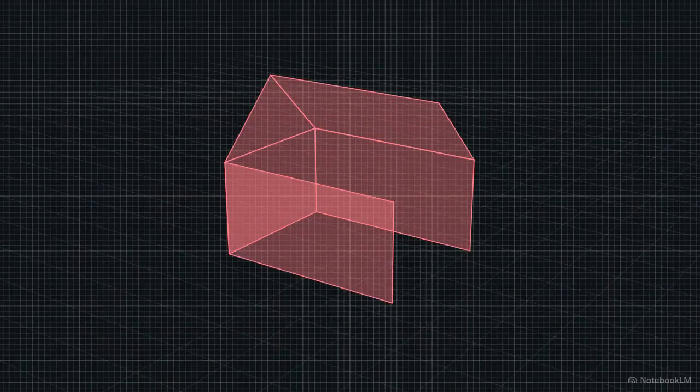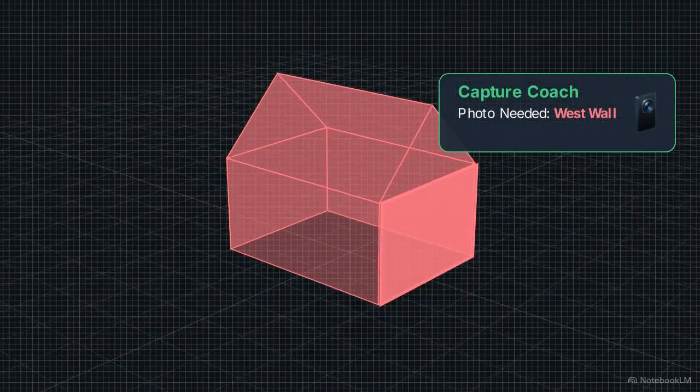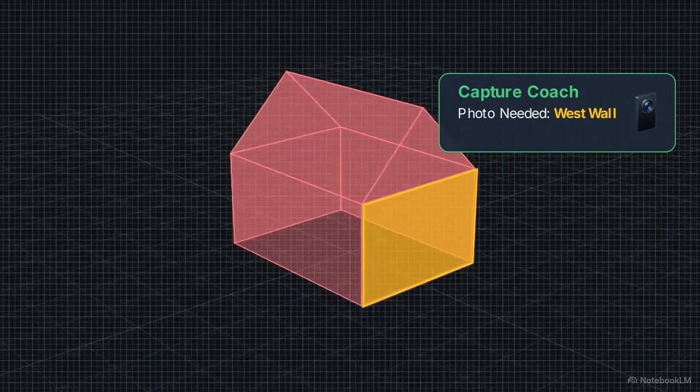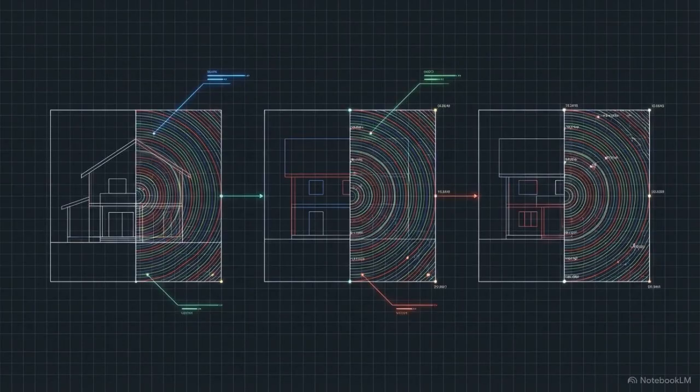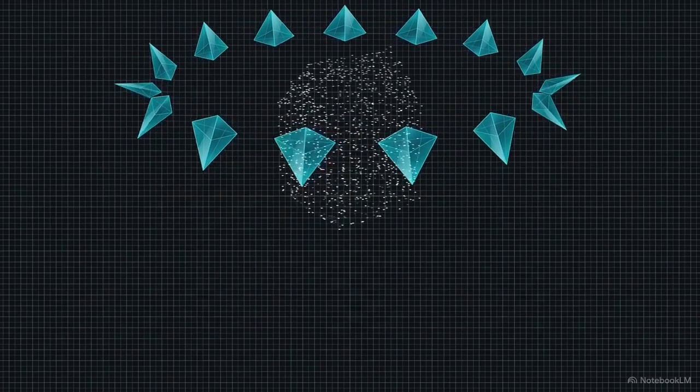An integrated capture coach identifies the lowest confidence red surfaces from the Tier 1 model and explicitly prompts the user to capture smartphone photos of those specific missing angles. These photos run through an open-source vision pipeline. First, VGGT generates instant depth maps. Then COLMAP performs precise camera pose extraction to understand exactly where the user was standing.